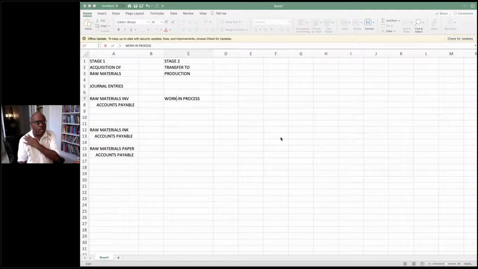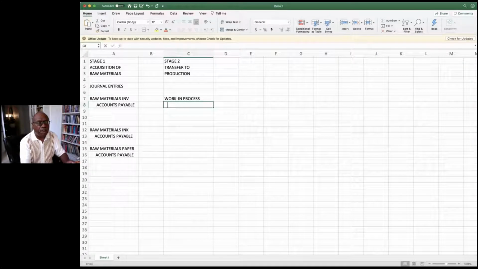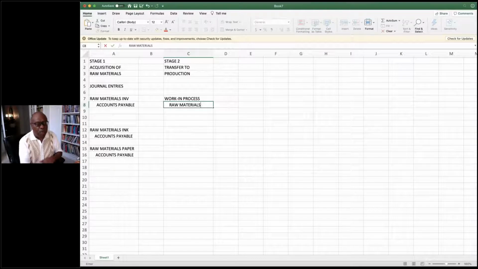Okay. So we're in stage two now, and we're going to debit work in process, and we're going to credit raw materials. We will make this entry for each raw material as we transfer it into stage two, into making the item. So if we had 2 raw materials, ink and paper, we will make this entry twice. Okay. So that's the first entry that we made to transfer items into work in process, transferring the raw materials.